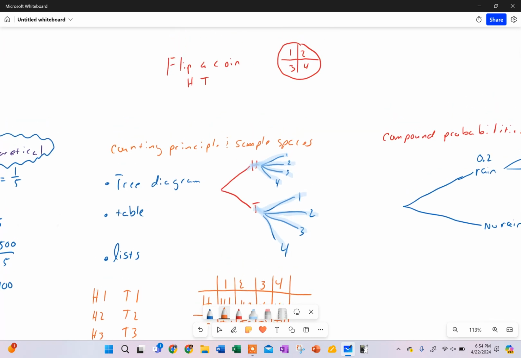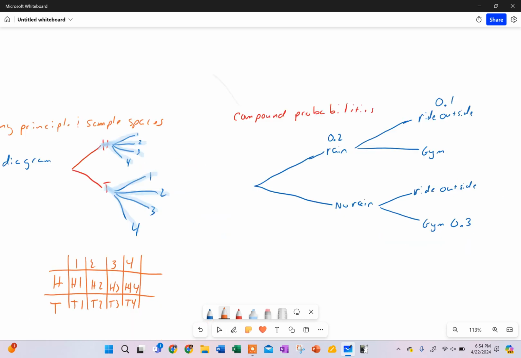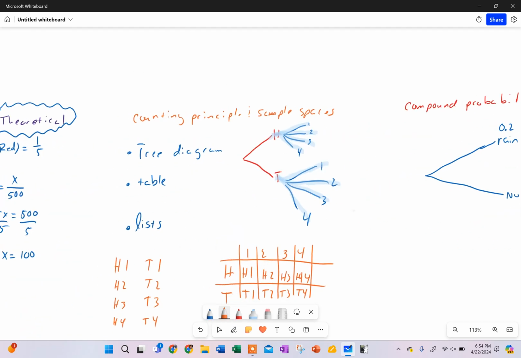I'm going to do one more. Well, maybe I won't do one more because I'm kind of running low on time. The last thing I'm going to talk about is compound probabilities. So here's the deal. Oh, I'm sorry. There is one other thing I wanted to talk about.